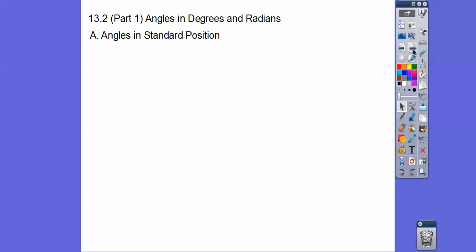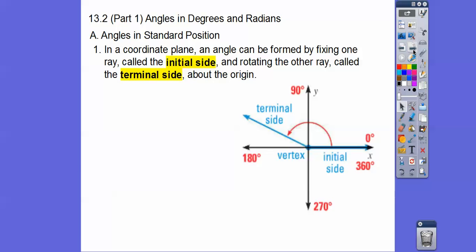We're going to talk about angles that are in standard position and both in degrees and radians. We're going to start with degrees.